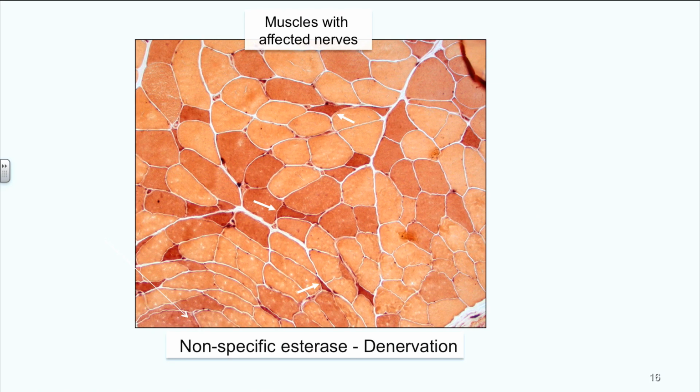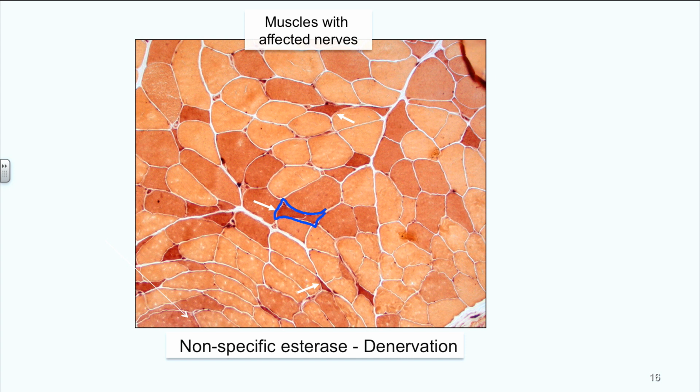Here we are dealing with a patient who has denervation. We see the angular fibers, the arrows are pointing to them, and you can see that not only are these angular fibers standing out by morphology, but their color is much darker and they are reacting much more intensely with non-specific esterase than the other fibers.